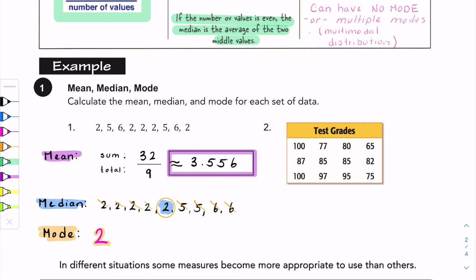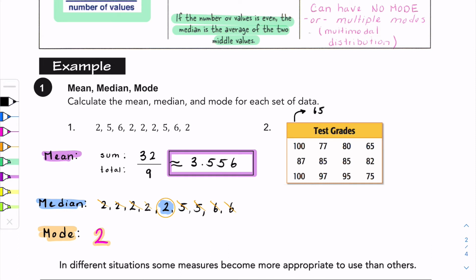For number 2, I gave you a table of values, and it's a group of test grades. So before I even start with mean, median, and mode, I'm going to take a moment and organize this data. I'm going to list this from smallest to largest, including all of the numbers in this table.